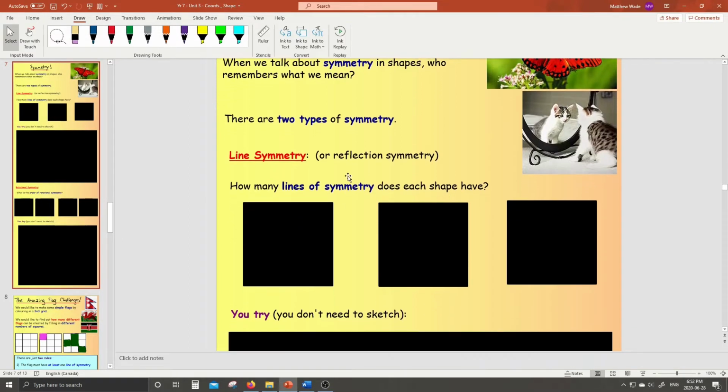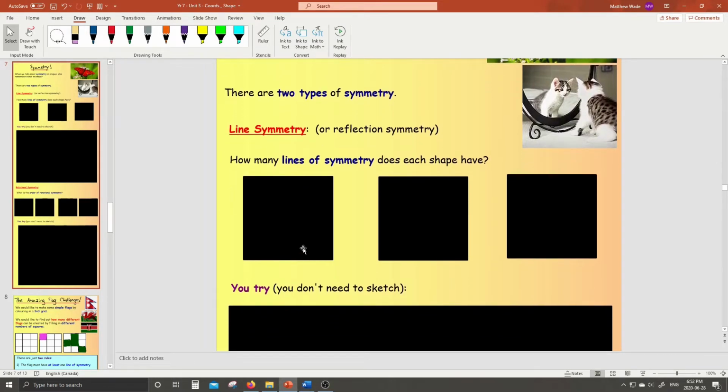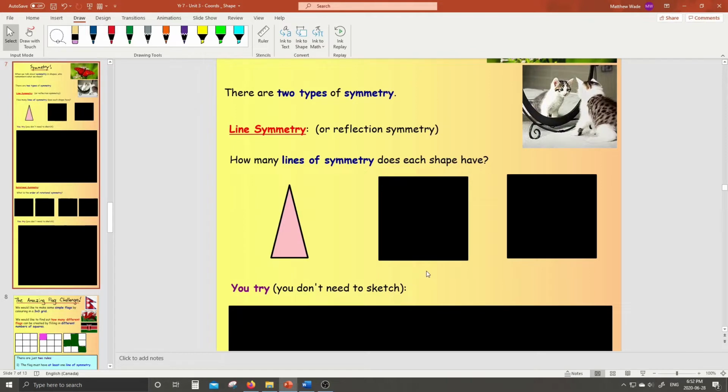Sometimes it's also called reflectional symmetry, but usually line symmetry. Now here we go. If I show you these shapes, how many lines of symmetry does each shape have? Well, this triangle here, I bet you're shouting out already, so I am going to go a little bit quick for you on this. How many lines of symmetry does it have?